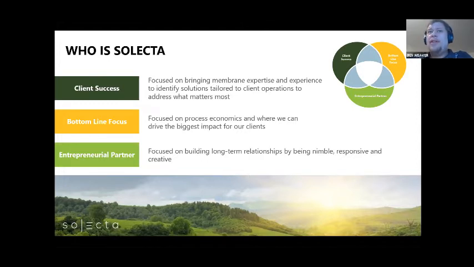And the third pillar is entrepreneurial partner, and we really want to focus on building long-term relationships. Solecta is a little bit of a smaller company. We're nimble, responsive, and we're going to be very creative in our solutions and try to bring something that gives our clients a differentiation in the marketplace.